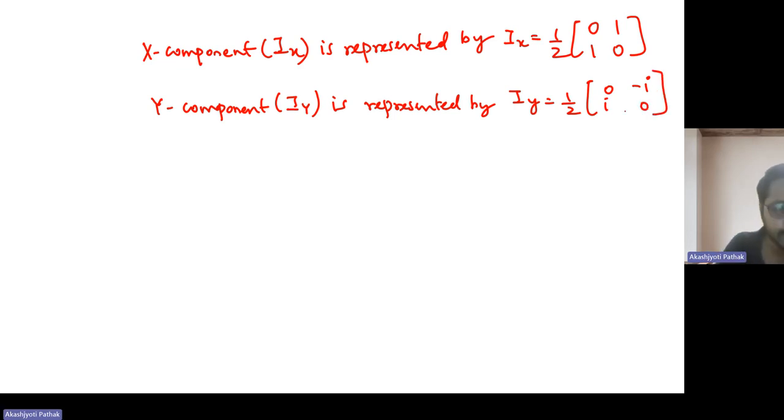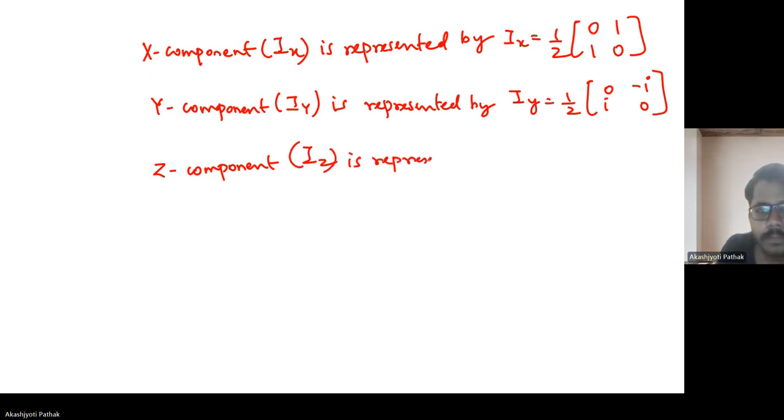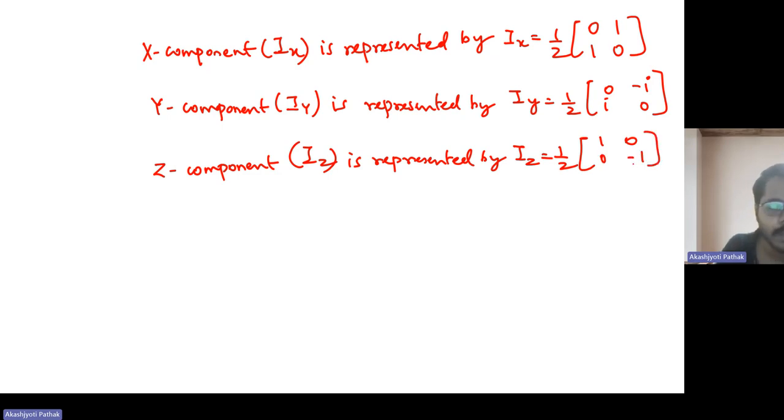And the z component Iz is represented by Iz equal to half times the matrix 1, 0 and 0, minus 1. Here we are interested in the y component because, as per the question, the pulse is applied along the y-axis.